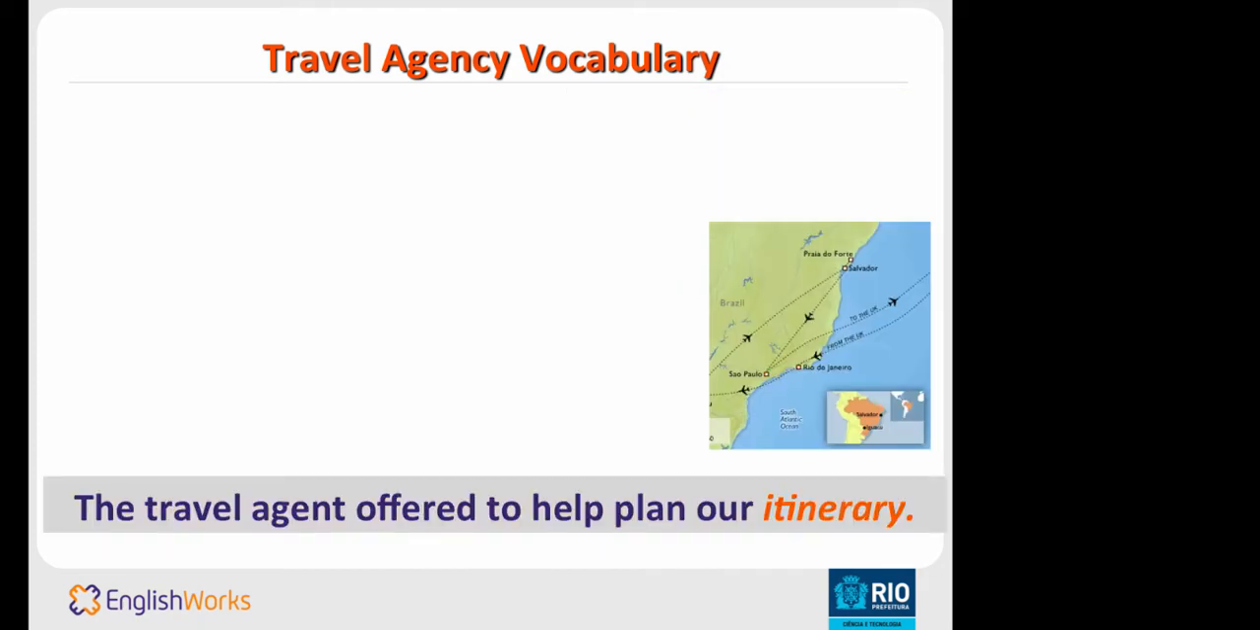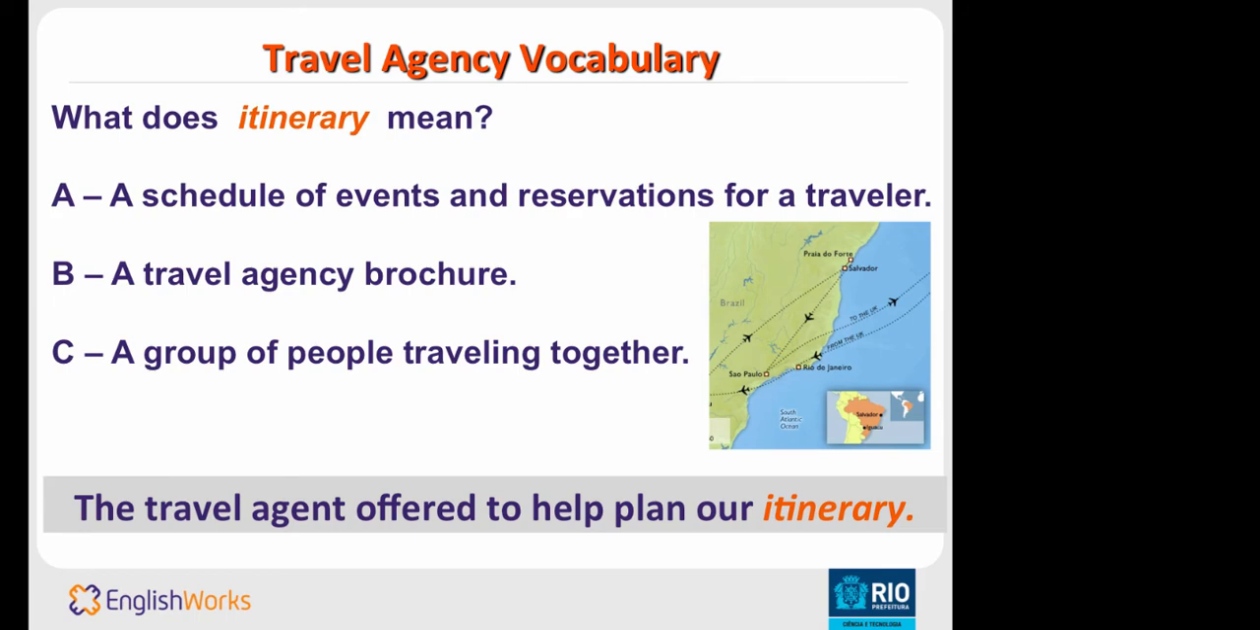The travel agent offered to help plan your itinerary. What does itinerary mean? A, a schedule of events and reservations for a traveler. B, a travel agency brochure. Or C, a group of people traveling together. So, students, itinerary would be A, B, or C? Great. The answer is letter A, a schedule of events and reservations for a traveler. Great job. Let's move on.